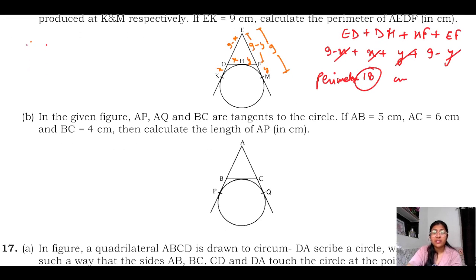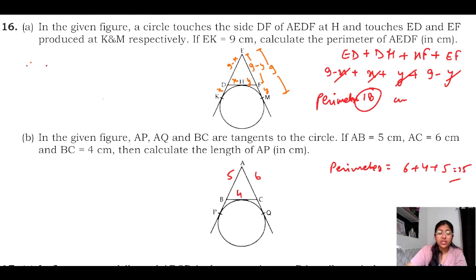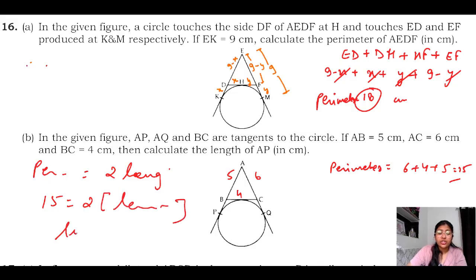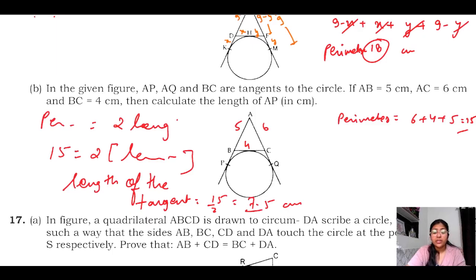In a similar pattern, this is the second part. In the given figure, AP, AQ, and BC are tangents to the circle. AB is given as 5 and AC is given as 6. BC is given as 4. Therefore, perimeter is 6 plus 4 plus 5, that is 15. Perimeter is given, so we can find the length of the tangent. We learned the relation: the perimeter is twice the length of the tangent. Perimeter is 15, so the length of the tangent will be 15 by 2, that is 7.5 centimeters. Okay, learners, this question is clear.